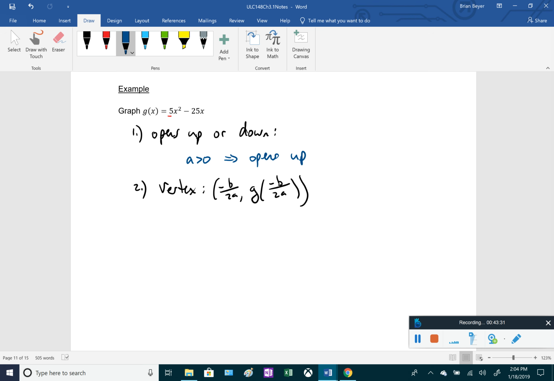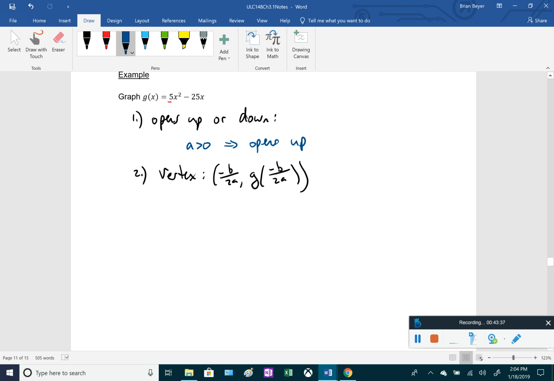So I'm just going to skip doing it once again. So I think for this one we end up getting something a little bit nastier that's actually off the graph a little bit. We end up getting 2.5, negative 31.25. Yikes. Let's adjust the graph a little bit.